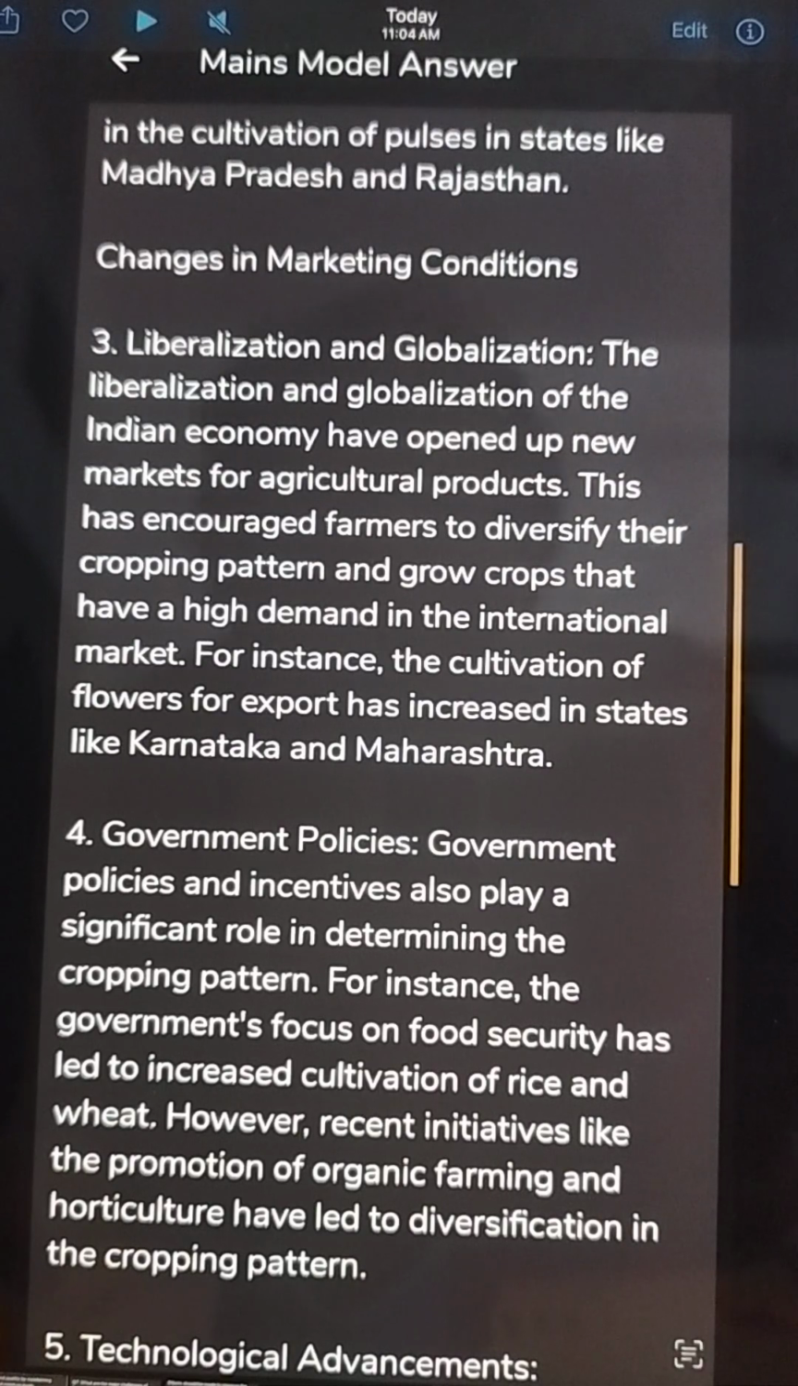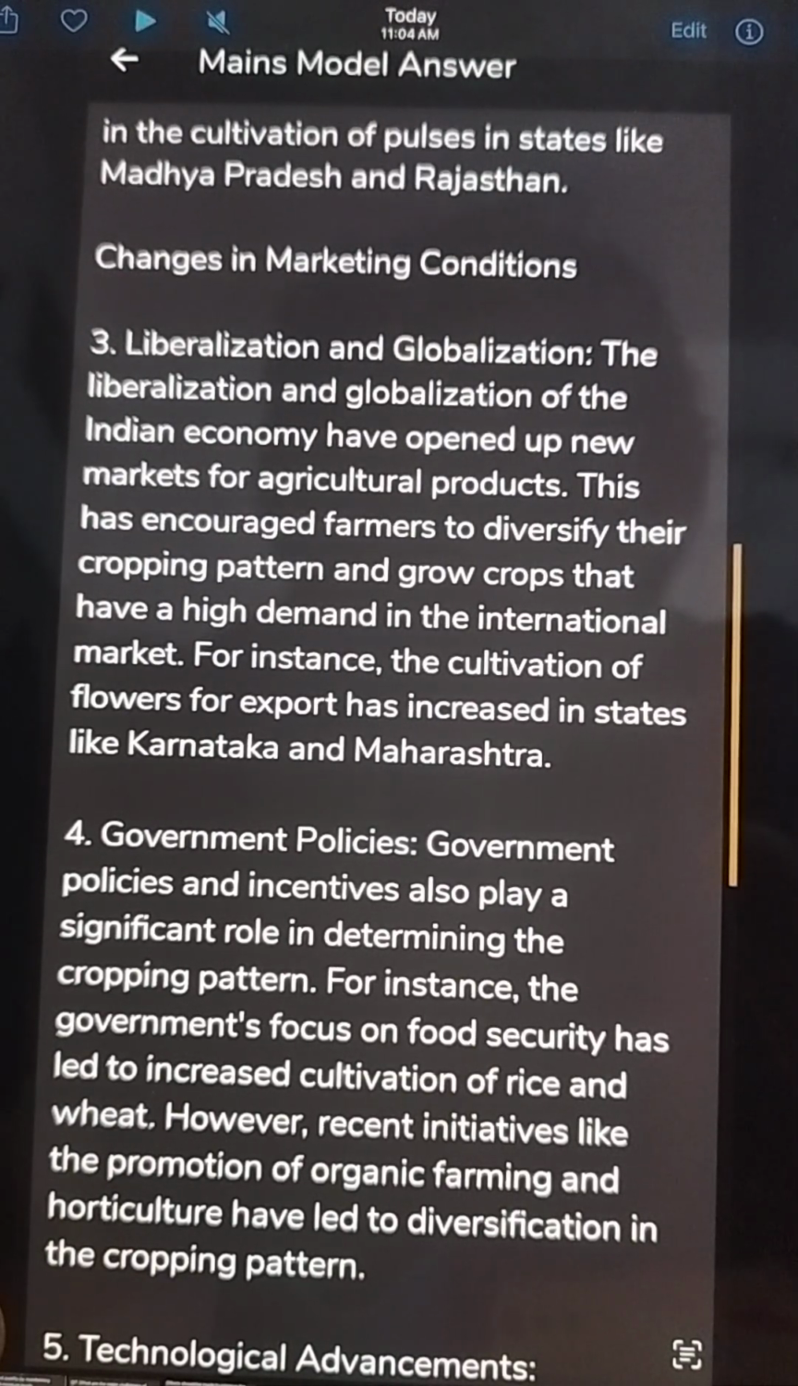Third, the liberalization and globalization of the Indian economy has opened up new markets for agriculture products. This has encouraged farmers to diversify their cropping patterns and grow crops that have a high demand in the international market. For instance, the cultivation of flowers for export has increased in states like Karnataka and Maharashtra.